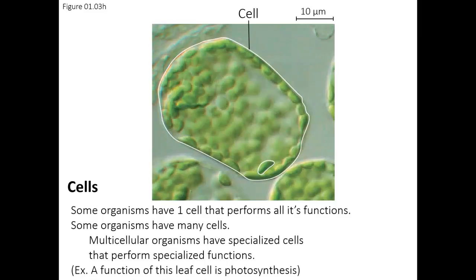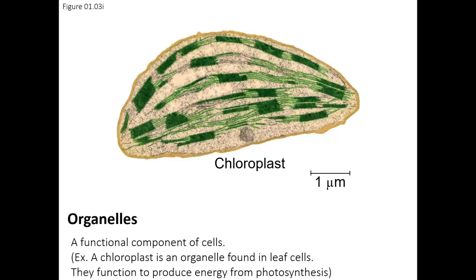Each cell is made up of machinery that helps accomplish its function. These different pieces of machinery are called organelles. Cells can have many different organelles, each serving its own purpose. As an example of just one type of organelle that's found in plants is the chloroplast. Chloroplasts function to produce energy for the cell via photosynthesis.